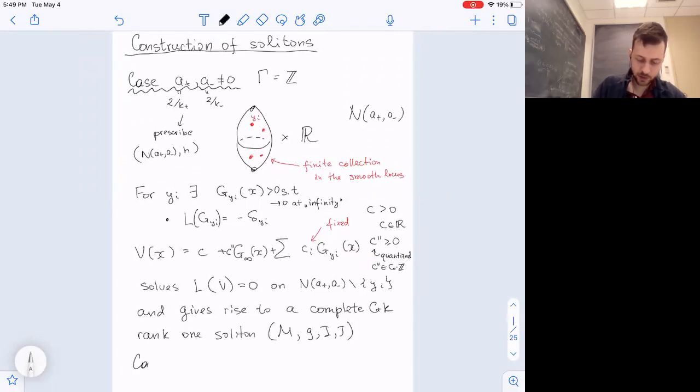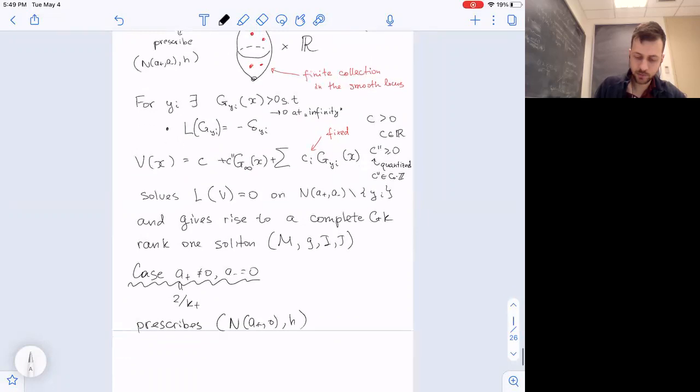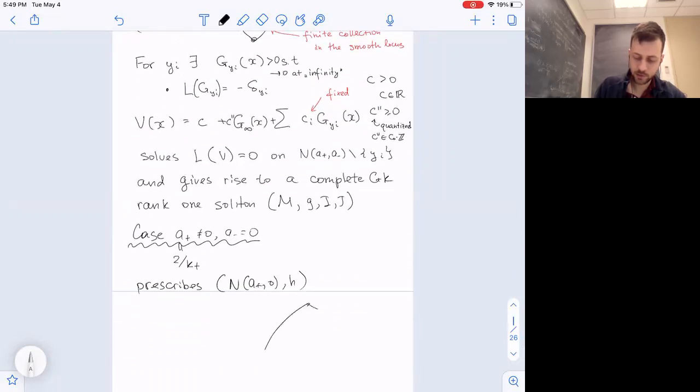Then there is the case where A plus is non-zero and A minus is 0. Well, it will be almost the same business, but now you'll have this to be 2 over K plus. It prescribes an orbifold with a metric as above.